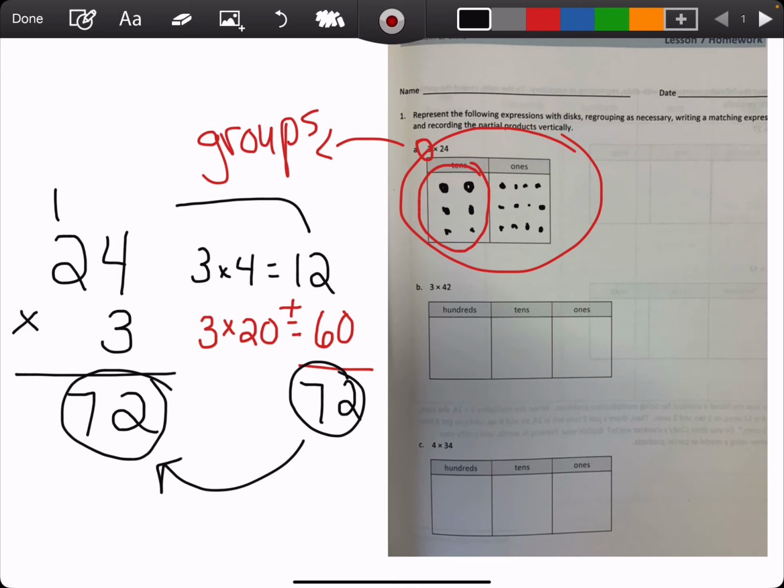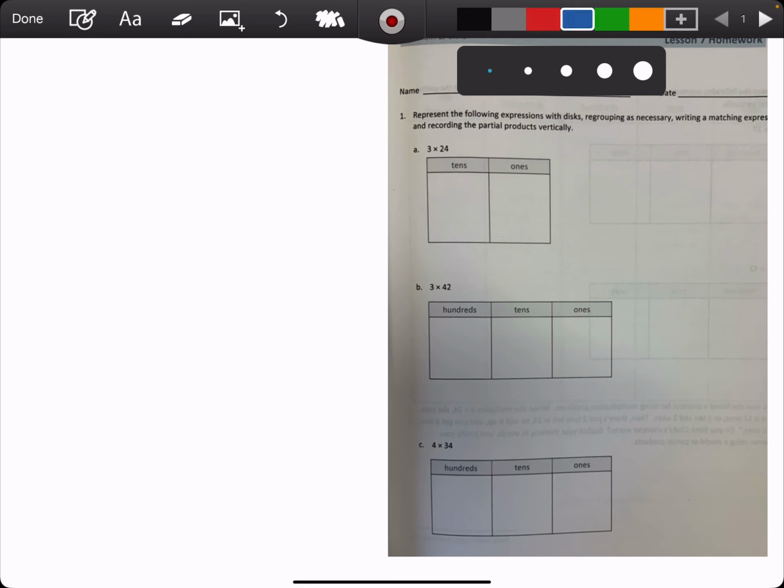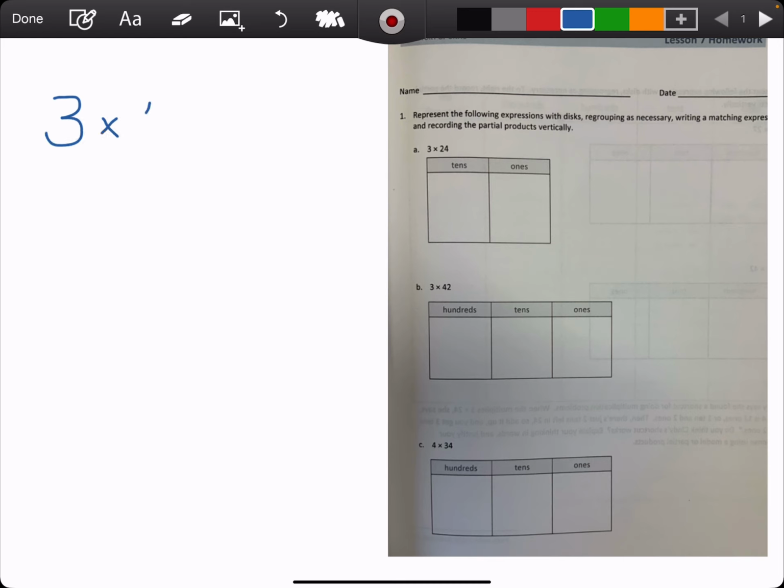Now, let's go to the next one. 3 times 42. So I'm doing 3 times 42. So I'm making 3 copies or groups of 42. So 42 would have 1, 2, 3, 4 10s, 2 1s.